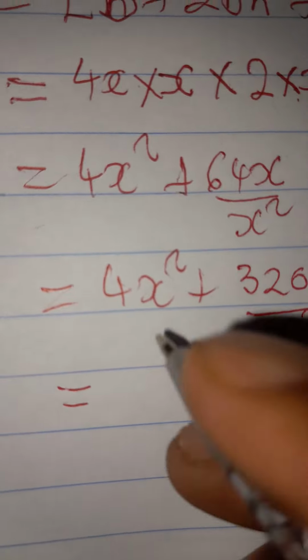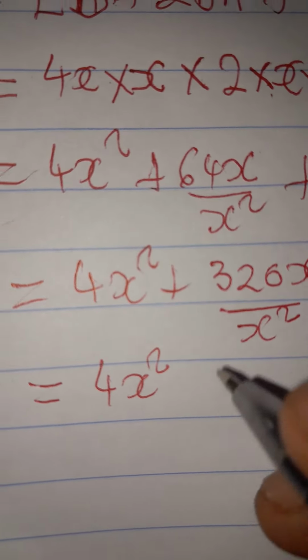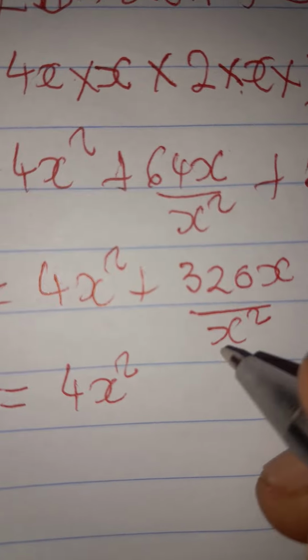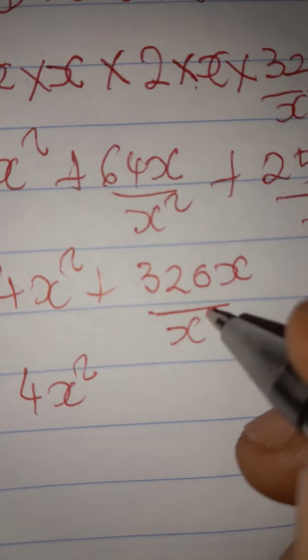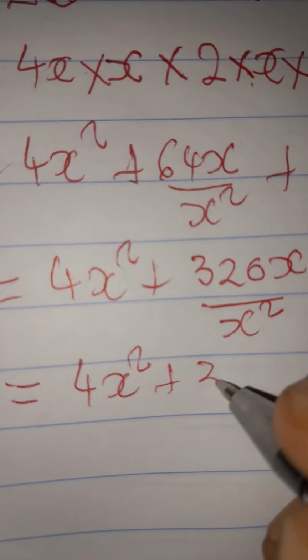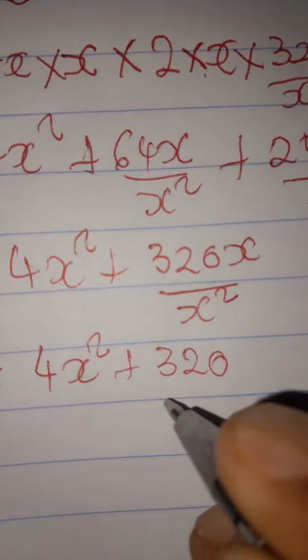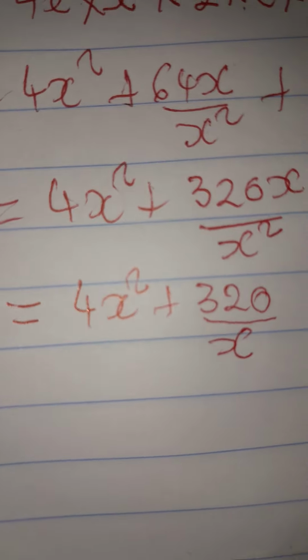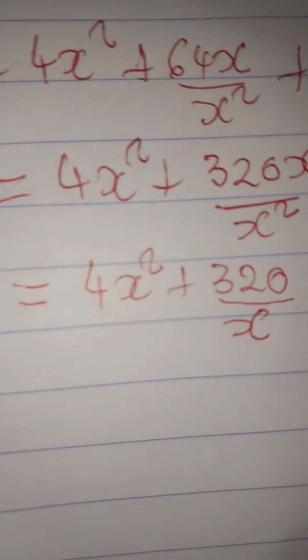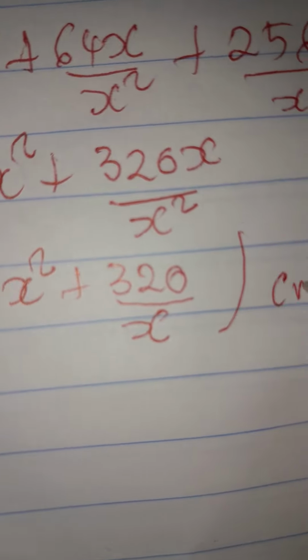Then, well, from here, we're having 4x squared. Then 320, we know the bases are the same. We subtract the exponent, so we'll be left with 320 x to the power of -1. Leave it in a positive exponent, it will be 320 divided by x. So that's the surface area. That will be the surface area, centimeter squared.